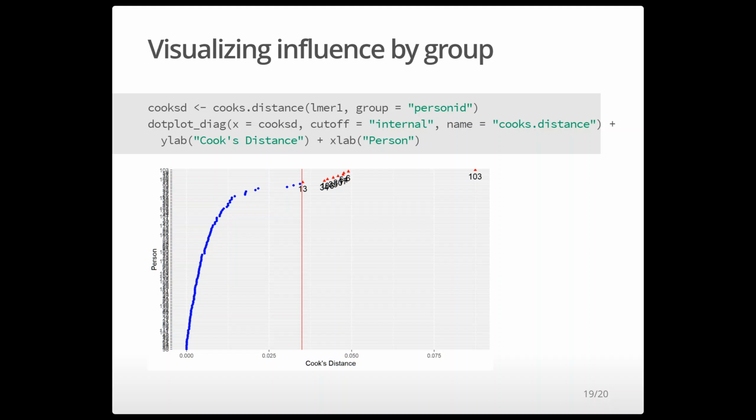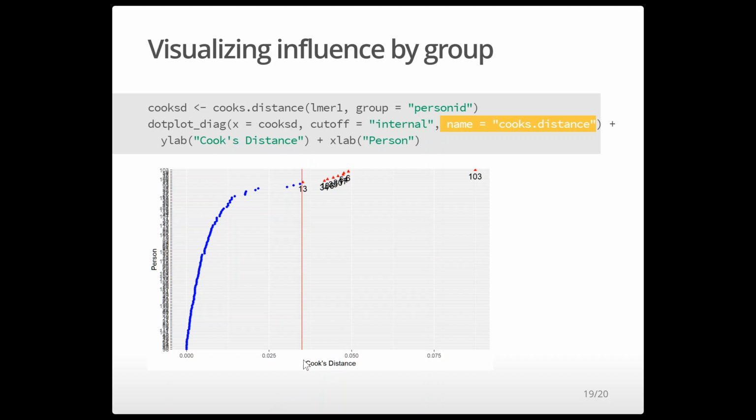So here's what this looks like. So here I'm calculating Cook's distance, and I'm deleting by group, not by observation. And then I'm calling the dot plot. I'm saying x is the Cook's distance. The cutoff is internal, and I'm naming Cook's distance as the statistic I'm using. And then I'm just naming my y and x labels.